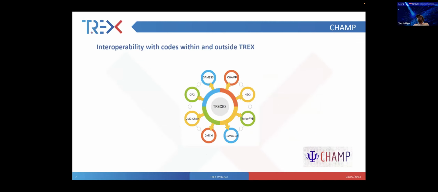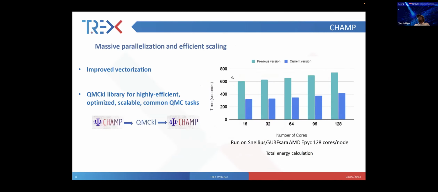As is the case with other codes, we are integrated through TREX IO with other codes of the TREX consortium, as well as other quantum chemistry codes, such as GAMESS, Gaussian, MOLCAS, etc. We have also incorporated the QMCKL library inside the CHAMP code. We have improved vectorization in CHAMP. And this is a typical scaling on a supercomputer.